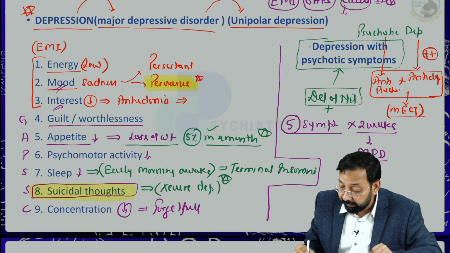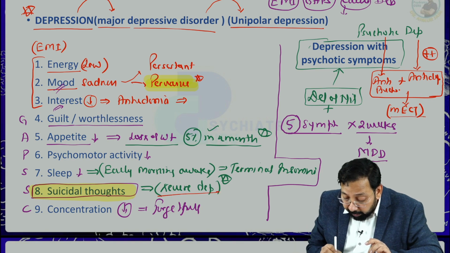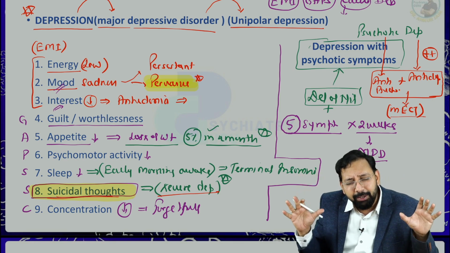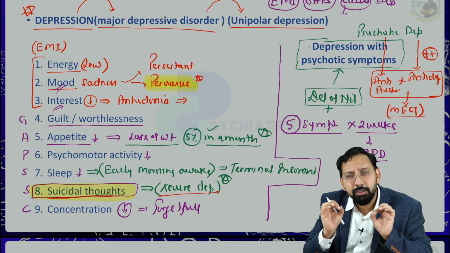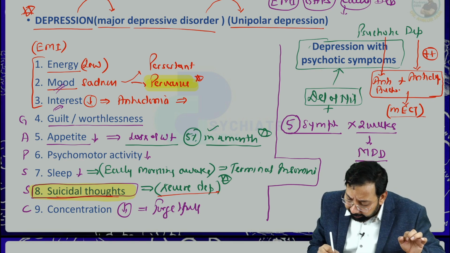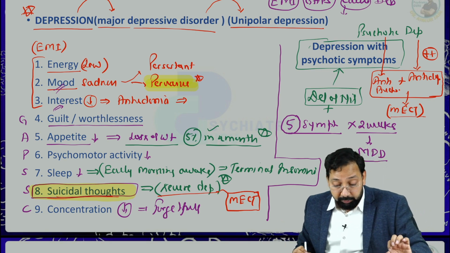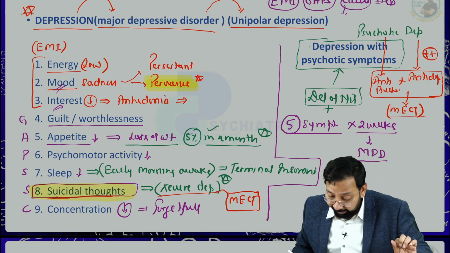of modified ECT. In the same way, if there is severe depression or suicidal thoughts, in complete psychiatry, wherever you find the word suicide, this is an indication of modified ECT. In depression, if suicide is there, you will think of treatment with modified ECT.